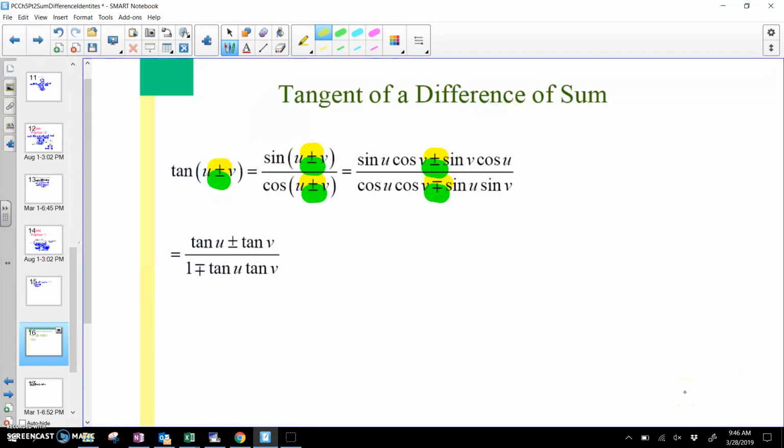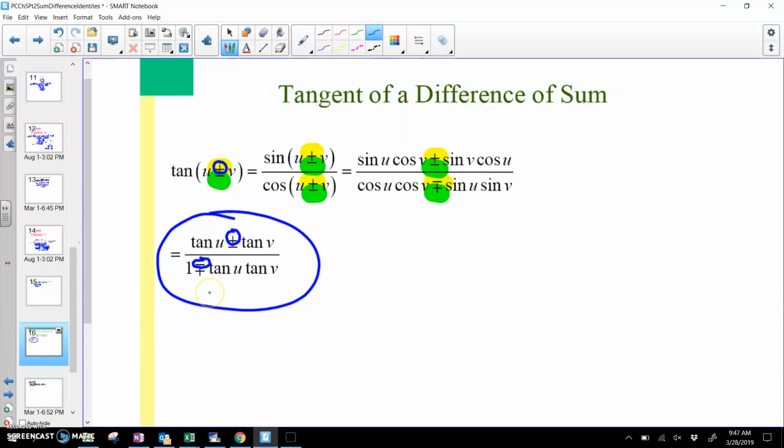So you can see that the first option is you can change your tangent into sine over cosine and then use the sine and cosine tools that we've been working on yesterday. Or we have a new one that says it is the same as tan u plus tan v over 1 minus tan u tan v. Okay, so again, if it's a plus in my original problem, the sign stays the same on top and it switches on the bottom. That's how I remember it.